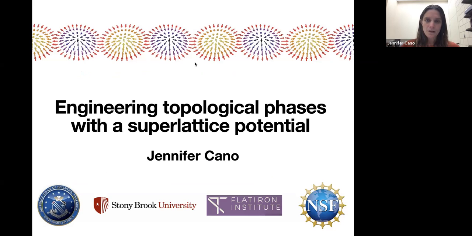So today I'm going to talk about some new ideas that we have for engineering topological phases with a superlattice potential. So I'll explain this, but what I'm thinking about is really an externally applied potential. So you can get this in moire heterostructures, or you can also get this by engineering special gates. So I'll give some examples of this. But let me start from the beginning.